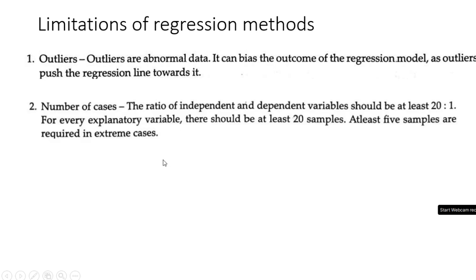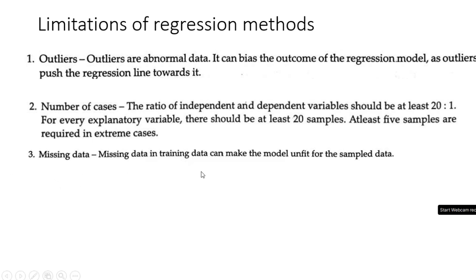The second one is number of cases. Basically this is about the ratio of independent and dependent variables. It's important that we have at least a ratio of 20:1, where 20 is the number of independent variables and 1 is the dependent variable. So for every explanatory variable or for every y, there should be at least 20 x samples. You need at least 5 samples in order to do your prediction naturally. When you do the problems here, we will see that I'm using a sample size of 5. At least you need a sample size of 5 to come up with a linear equation or a non-linear equation. So that's the meaning.